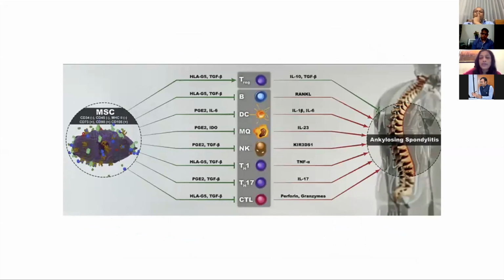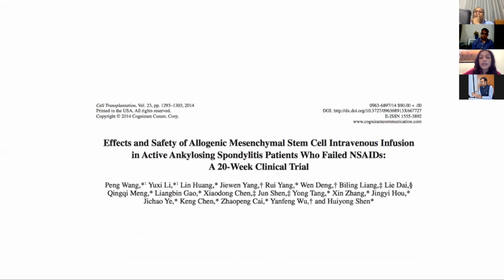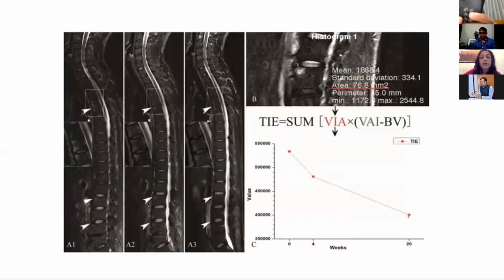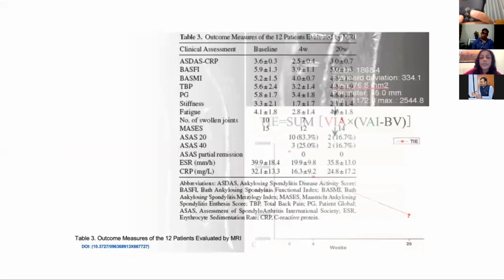Similarly, in ankylosing spondylitis, there's a lot of excess of not only TNF, but also interleukin 10 and TGF-beta. So in China, they took mesenchymal stem cells from healthy donors, an allogenic stem cell bone marrow aspiration. They cultured them, and the proliferated mesenchymal stem cells were then injected intravenously at weeks 1, 2, 3, 4. Here they were able to look at MRI correlations. Bone edema was much less in the treated patients.